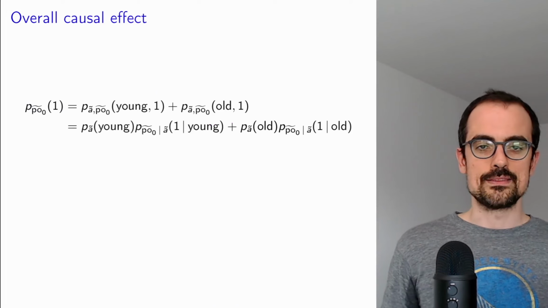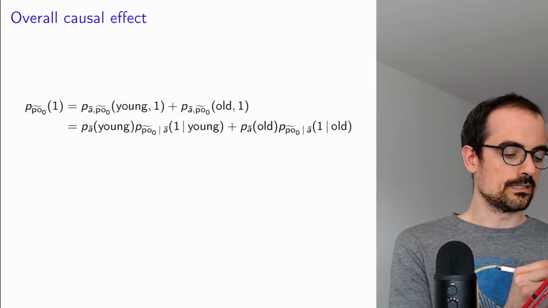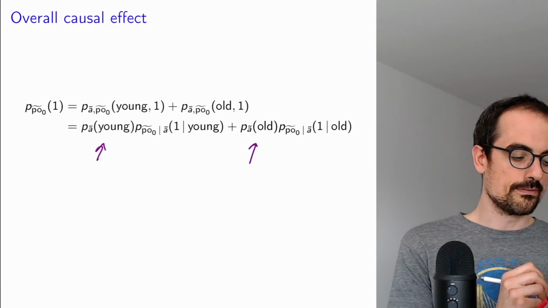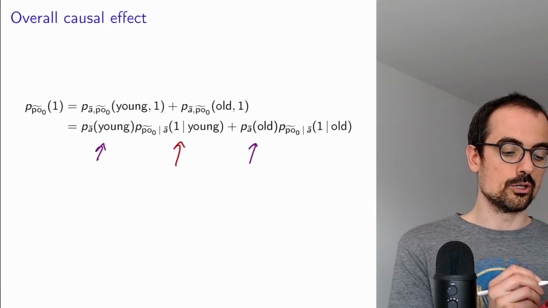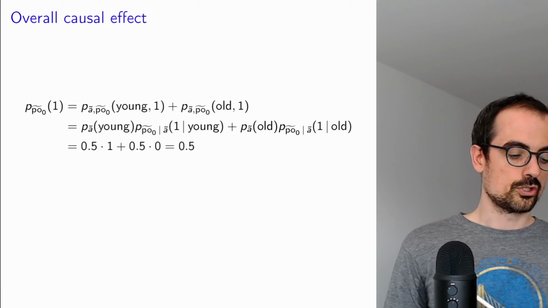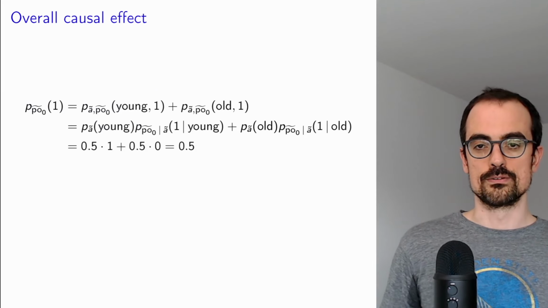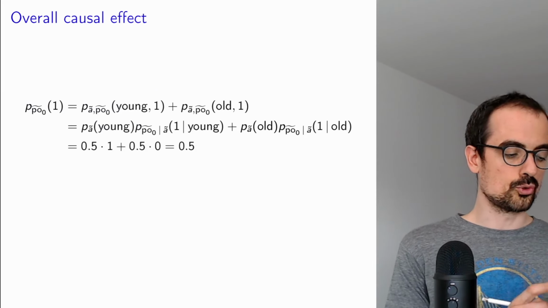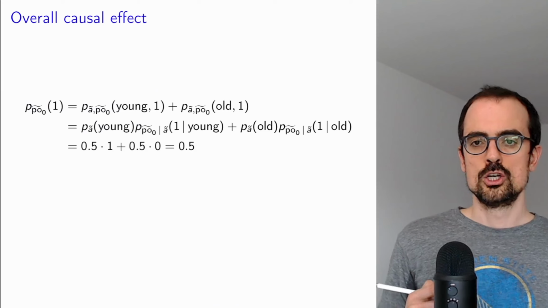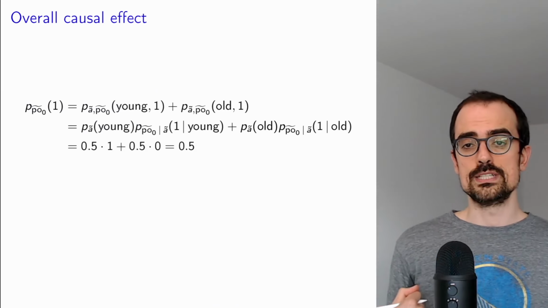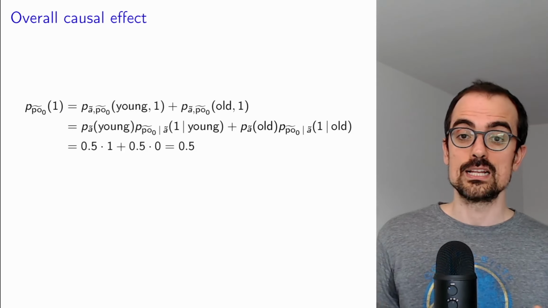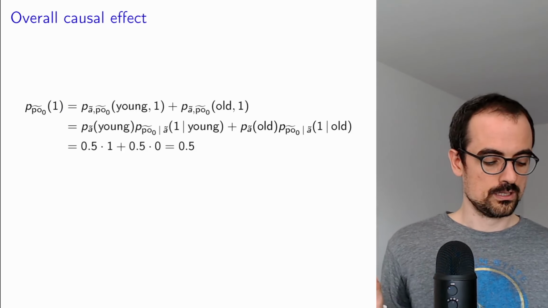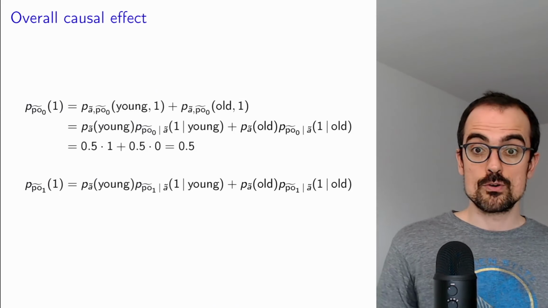Here we can just apply the chain rule. We know that the probability of being young and being old is 0.5. We know that the young people always recover and the old people never recover. So this is just equal to 0.5. This is the true probability that you recover if you don't receive the drug within this population, if we had access to the alternative reality where no one receives the drug. What about if everyone receives the drug?